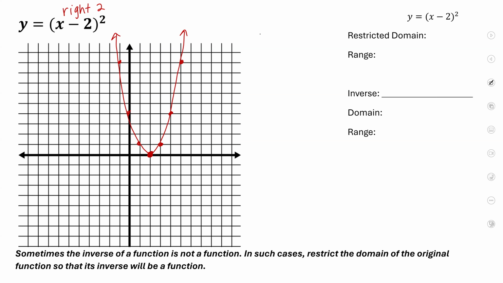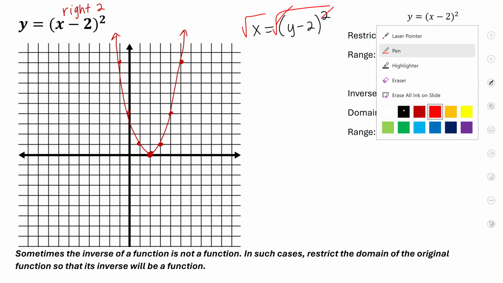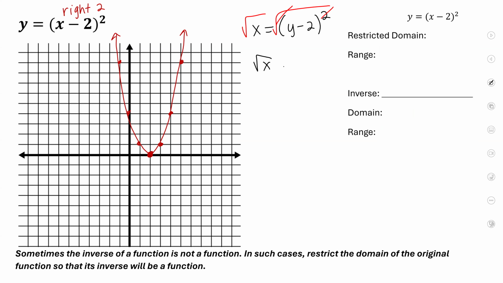So I'm going to switch x and y. And you'll take the square root of both sides. So that cancels out. You're left with the square root of x equals y minus 2. And then you add 2 to both sides. So that means the inverse is the square root of x plus 2.